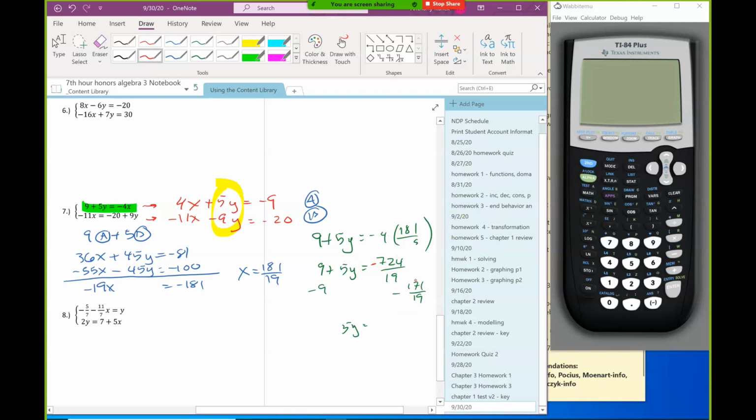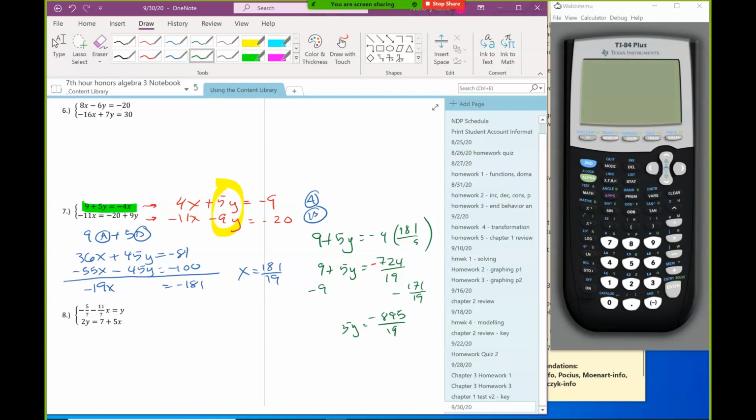So negative 724 minus 171 is negative 895. That looks a heck of a lot better, considering I know that this is not supposed to be some gigantic number in the numerator. I already knew it was. I said it was 171 already.